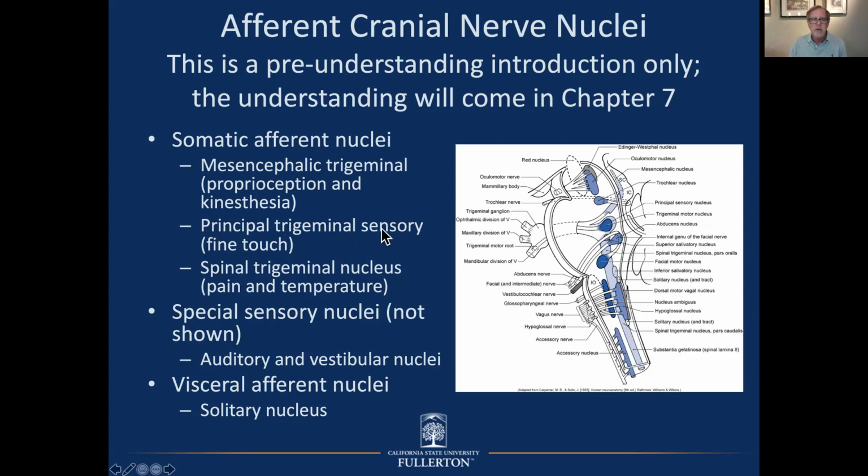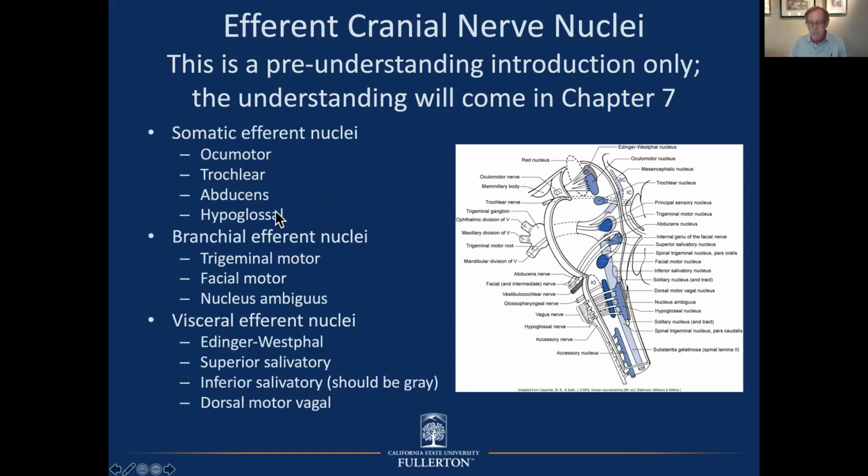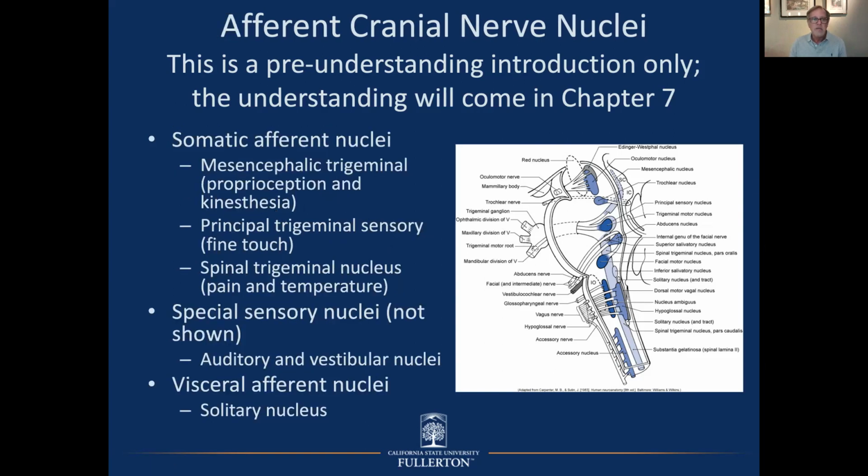The principal trigeminal nucleus, which is located here, is responsible for fine touch. Proprioception is a perception of position. Kinesthesia is perception of movement. And fine touch is perception of light touch. And then the part that goes down into the medulla is the spinal trigeminal nucleus, and that's responsible for the processing of pain and temperature information.